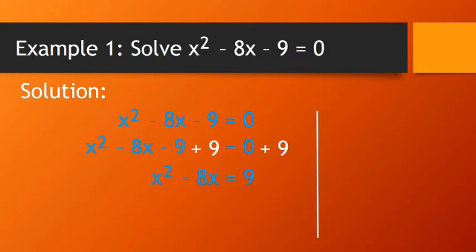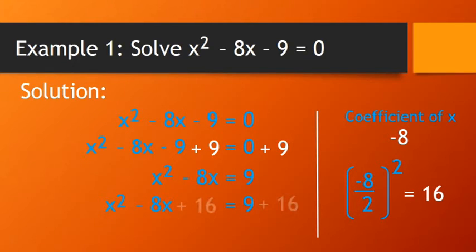To get the constant that will complete the square, take the coefficient of x, divide it by 2, then square it. We have negative 8x. The quantity of negative 8 over 2 squared is equal to 16. Now, add 16 to both sides. x squared minus 8x plus 16 equals 9 plus 16.